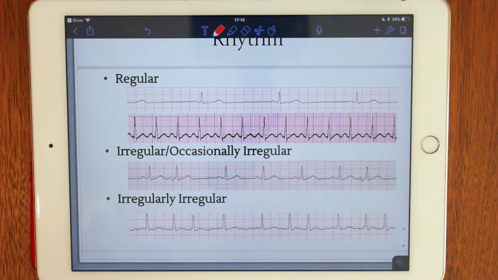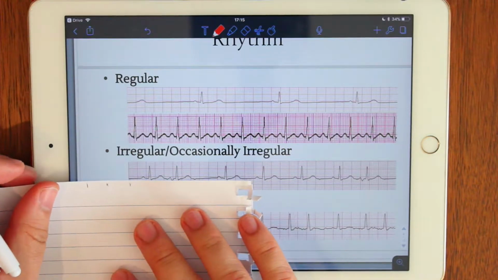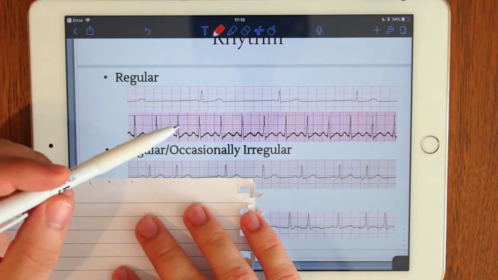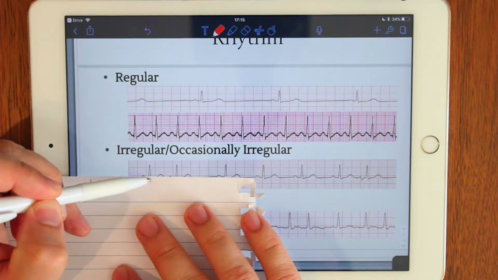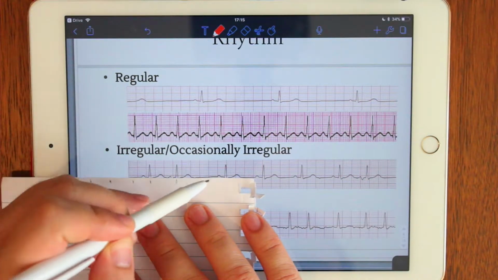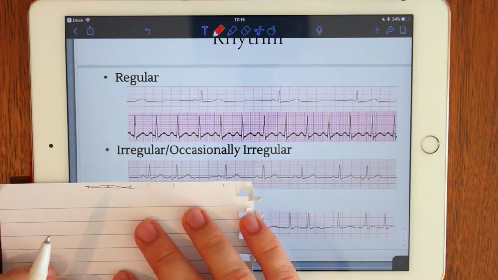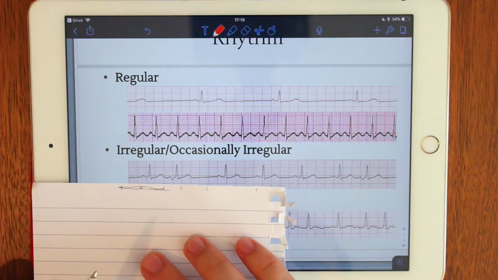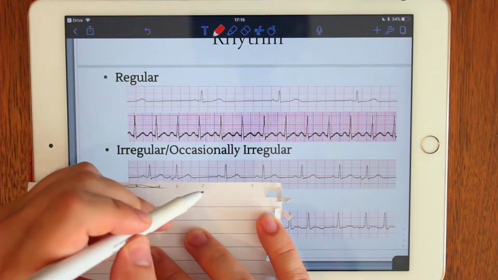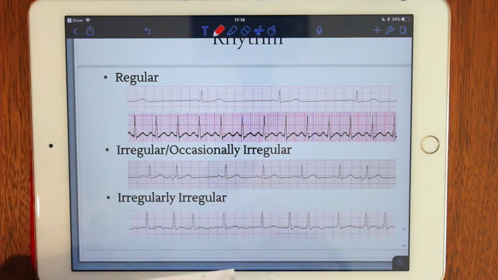If you were to do that same method for this tracing here, ignore these markings, you would see that they don't line up. And so you can call that irregular.